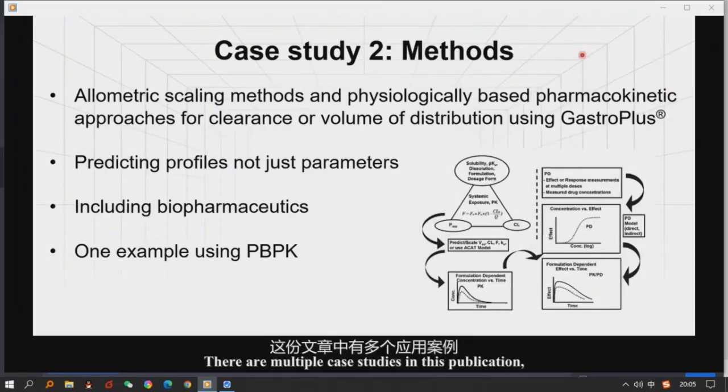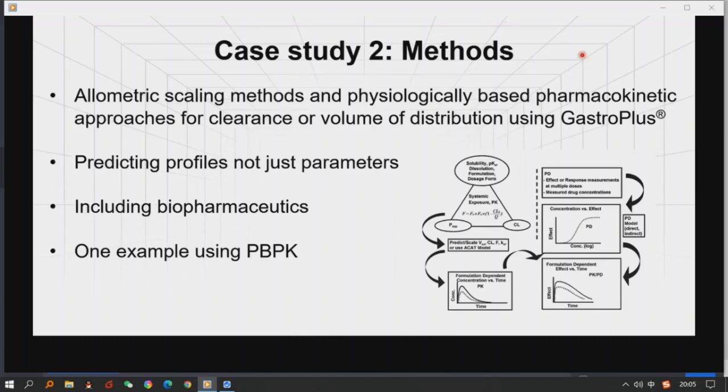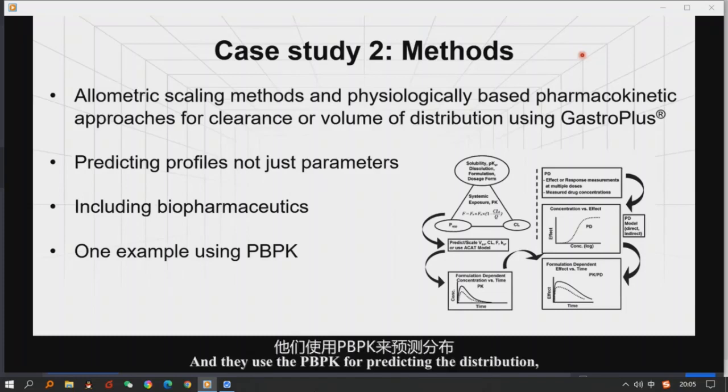There are multiple case studies in this publication, but there was only one that truly used PBPK. So this is the example I'm focusing on here. And they used the PBPK for predicting the distribution using GastroPlus. They combined that with allometric scaling for the clearance, because as you saw when we went through the metabolism and elimination flow diagram, sometimes you do have to use empirical scaling methods for clearance.